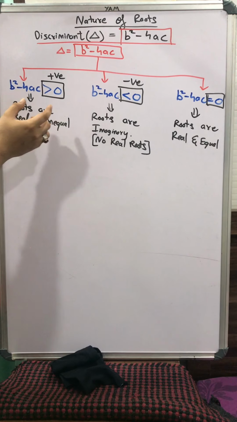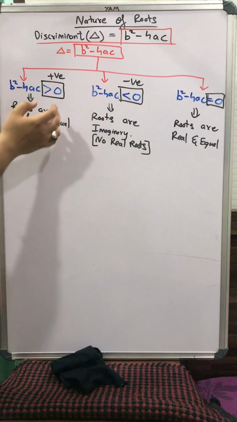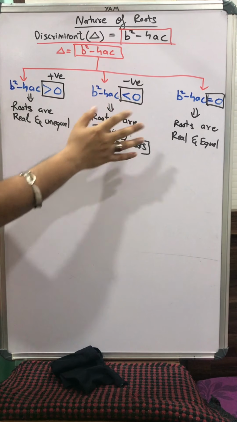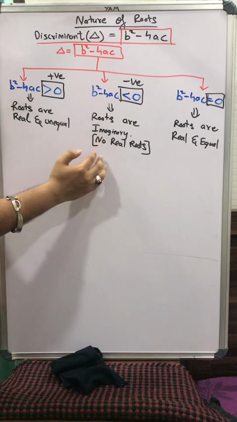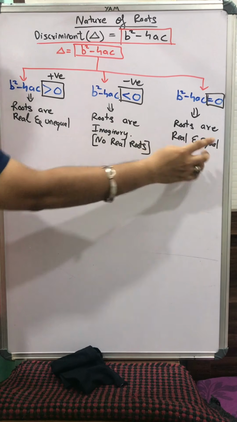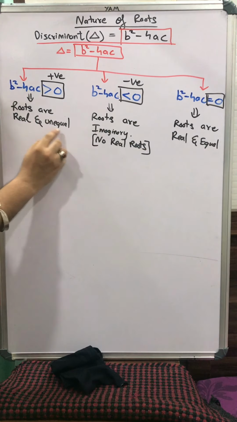b square minus 4ac, the value of it: if it is greater than 0 or positive, that means roots are real and unequal. If it's negative, roots are imaginary, that is no real roots. And if 0, that means roots are real and equal. Real and equal. Here we wrote unequal.